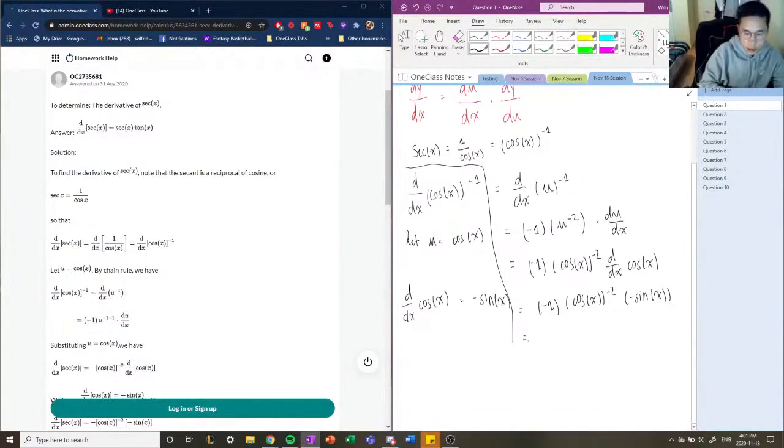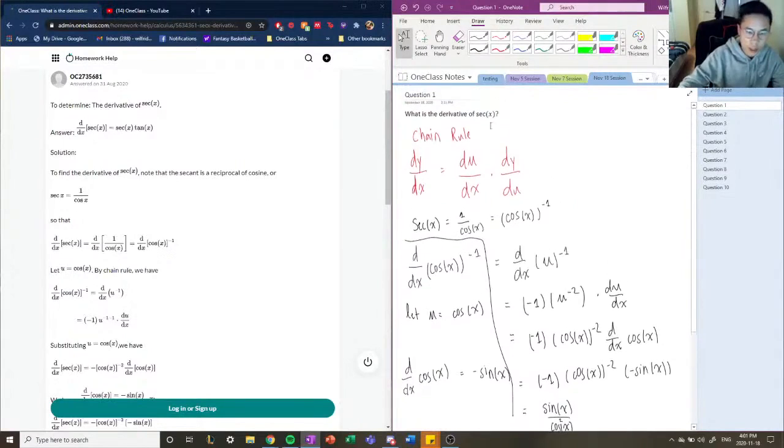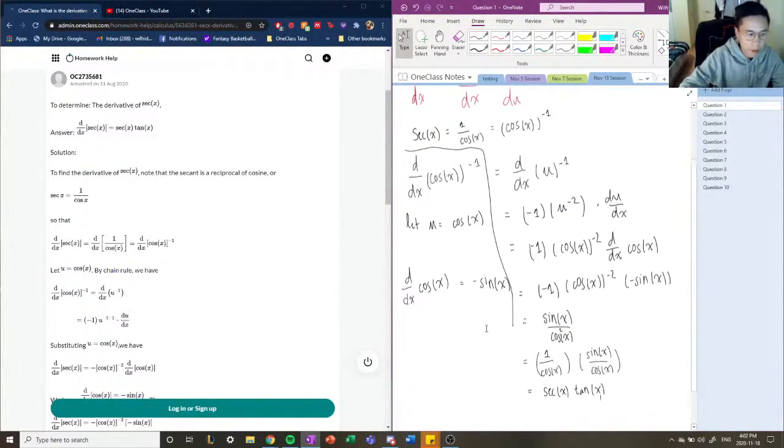If we want to simplify this, we get sine x over cos squared x, and we can also write it as 1 over cos x times sine x over cos x. And sine x over cos x is just tan x, and 1 over cos x is secant x, so we just get secant x times tan x as our final answer. So the derivative of secant x is secant x tan x, okay?